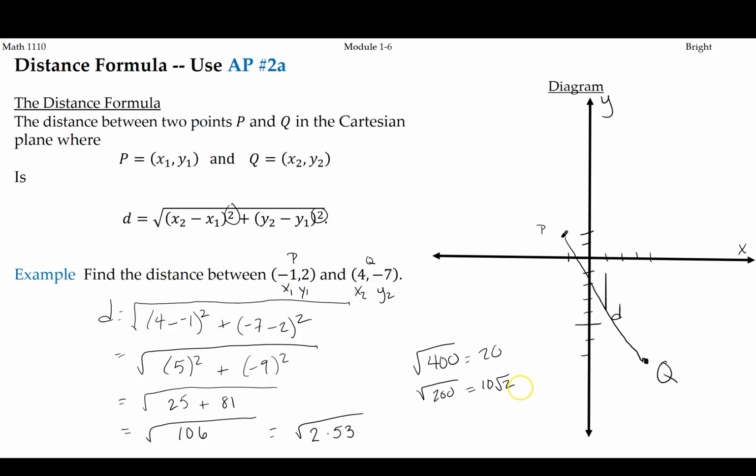That's a brief introduction to the distance formula, how it was derived, and how to use it.